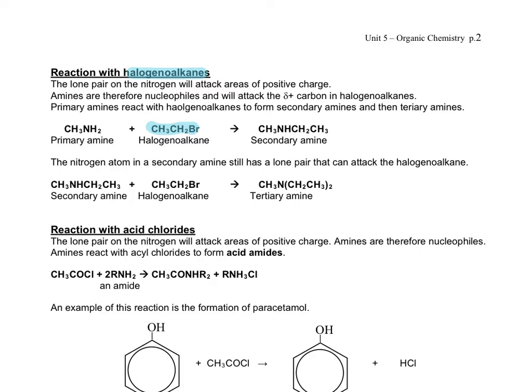What will happen here is actually the lone pair on the nitrogen is going to attack an area of positive charge, so it'll attack that slightly positive carbon in the halogenoalkane, and what will happen is that will form a secondary amine, and then if this reaction continues you'll form a tertiary amine. So you get attack from the lone pair on the nitrogen onto that slightly positive carbon there, which is attached to the bromine, and that can happen again where here in your secondary amine you still get the lone pair attacking that slightly positive carbon.